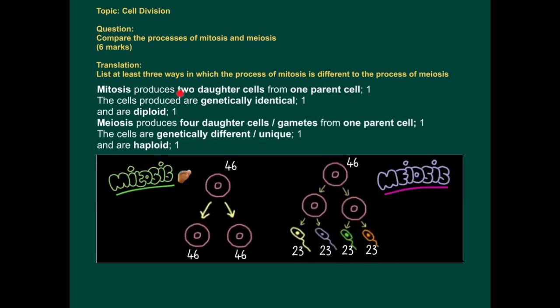So all I've done is the flip side of everything I said for mitosis. 2 daughter cells, 4 daughter cells. Genetically identical, genetically different or unique. Diploid, haploid. Very easy.